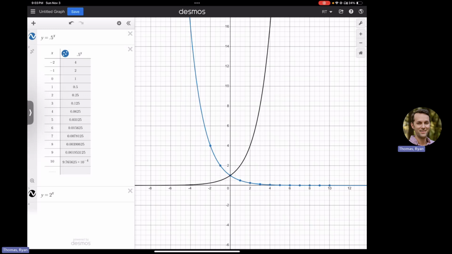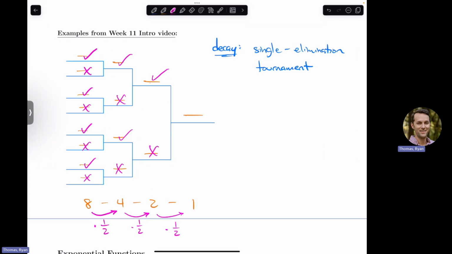Notice that these are symmetric, right? That's 2 to the x in black there, the one that's off now and then on again. So that's like the zombie growth rate thing we were looking at. And 1/2 to the x, like the number of teams left in the tournament, looks identical, except it's reflected across the y-axis. This makes sense if we think about it.